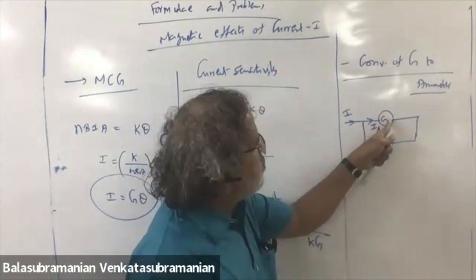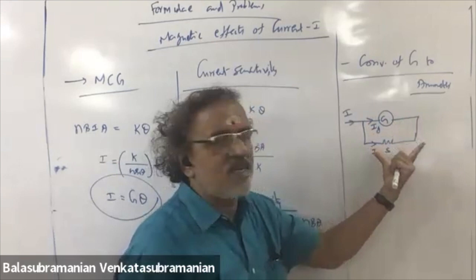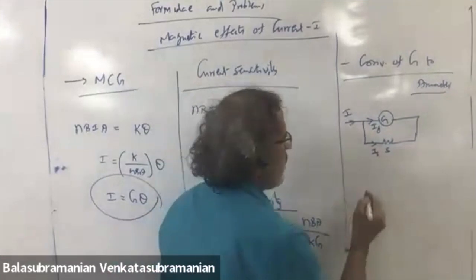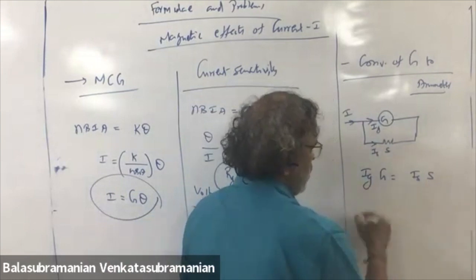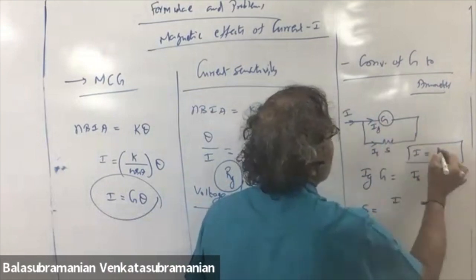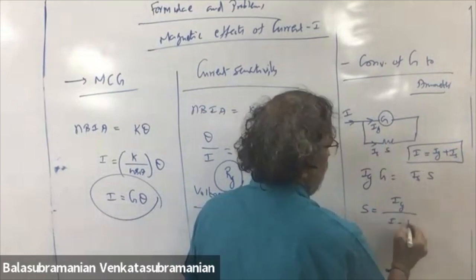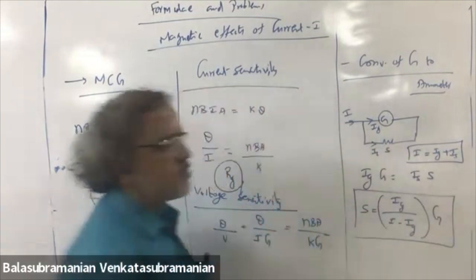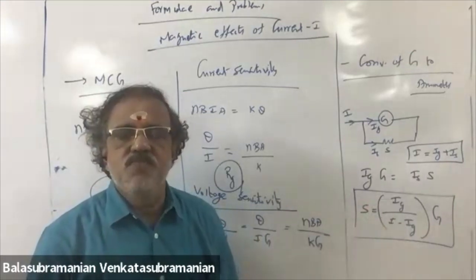So Ig into G is equal to Is into S. Voltage across the galvanometer and across the shunt, in parallel connection, potential difference is the same. So I can write Ig into G is equal to Is into S. Rearrange, because the total current is divided as Ig plus Is, S is equal to Ig by I minus Ig into G.